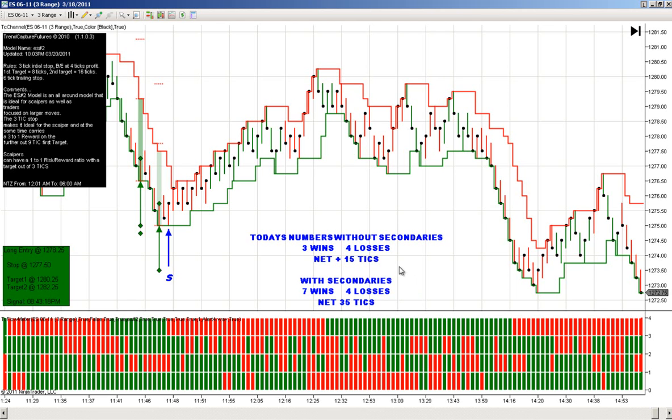Now, there are always going to be those days where the secondary signals just don't seem to be clicking. So there are going to be times where the secondary signals will hurt you. But by and large, obviously, the secondary signals help you. Otherwise, we wouldn't be taking them. So that's what I wanted to cover today. I just wanted to cover the secondary signals and also what the ES number 2 model did for Friday.